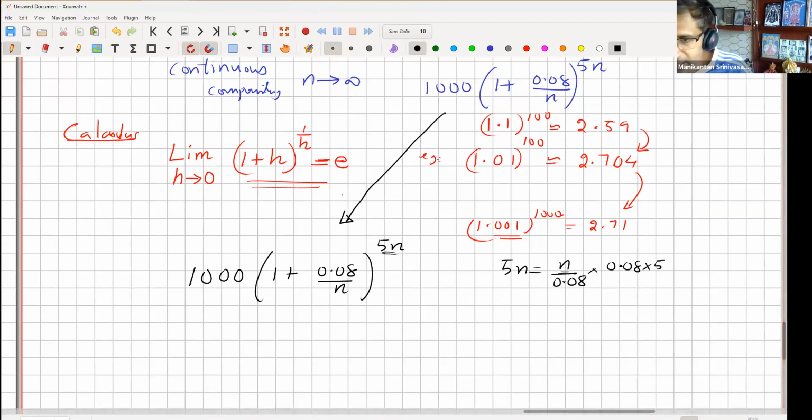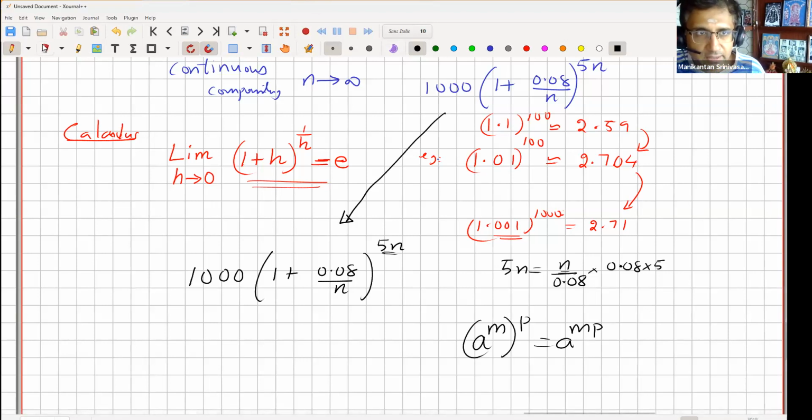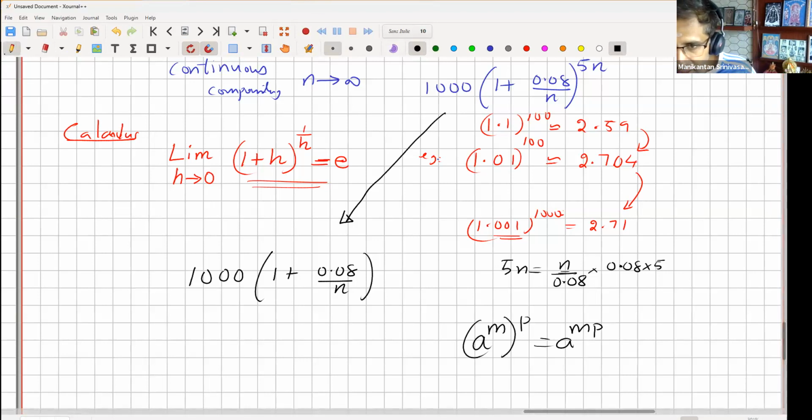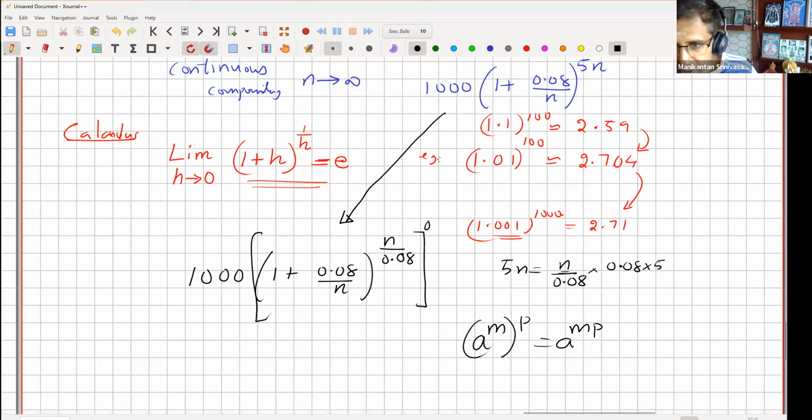So we all know that from basic exponentiation, we have a power m whole power p. It is a power mp, right? I don't want to put another n and confuse, but essentially a power m whole power p is a power mp. So which is why I can write this 5n instead as n by 0.08, and I'll write this whole thing power 0.08 into 5.